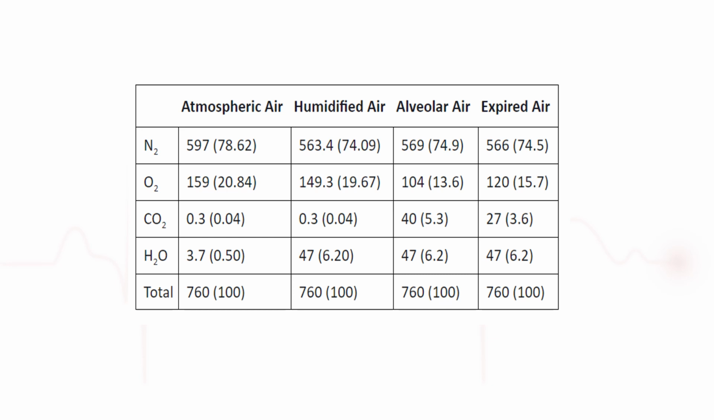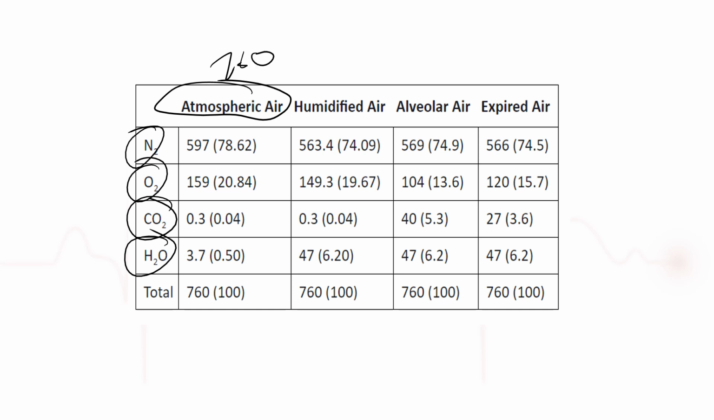So what this table is showing you is, first of all, what's the partial pressure of nitrogen, oxygen, and carbon dioxide, as well as water, meaning water vapor. What's the partial pressure of these different gases within atmospheric air at sea level? Okay. So atmospheric air at sea level, we know, is 760. Total air pressure within atmospheric air at sea level is 760.